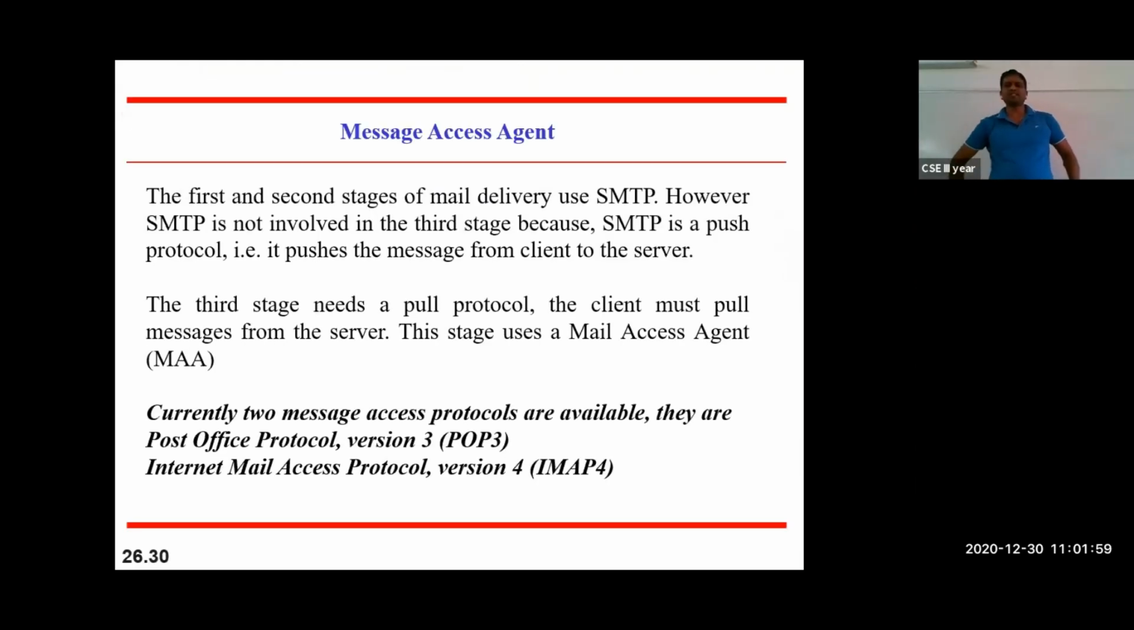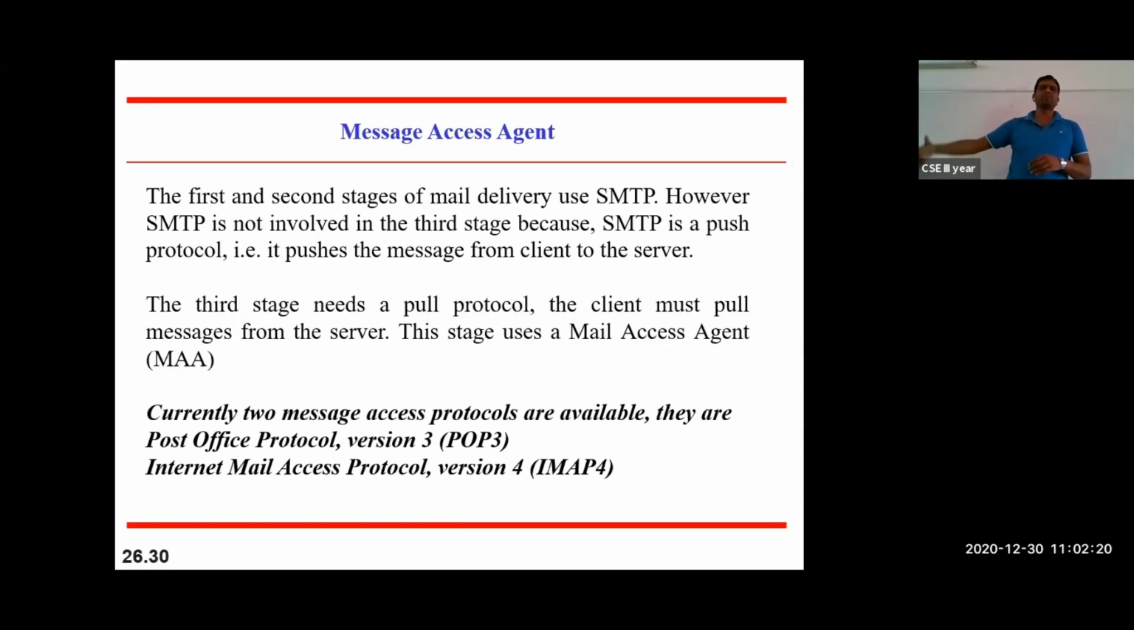So the final component is mail access agent. The first and second stages of mail delivery use SMTP, from my local computer to my outbox, and from my outbox to the recipient's inbox. In these two places SMTP is used. Mail transfer agent is used, simply speaking.